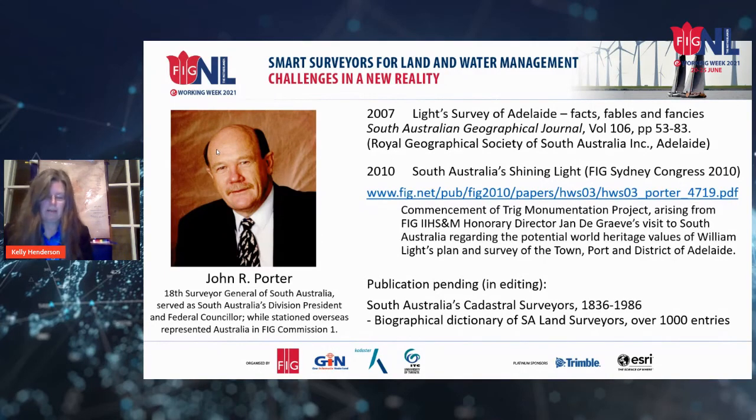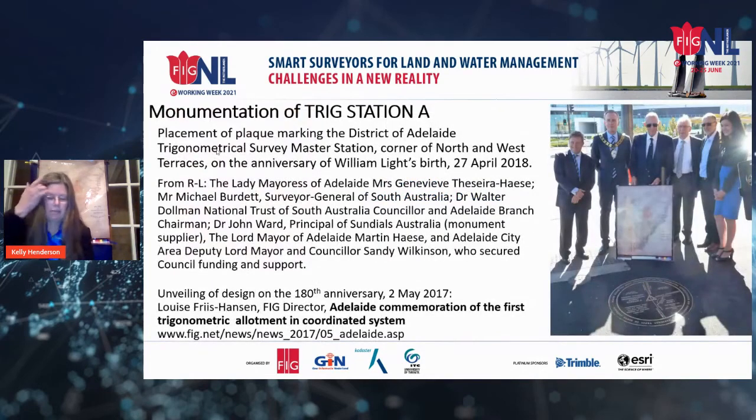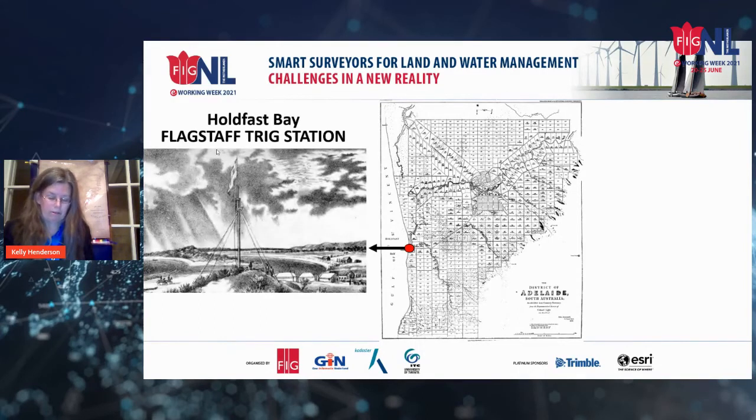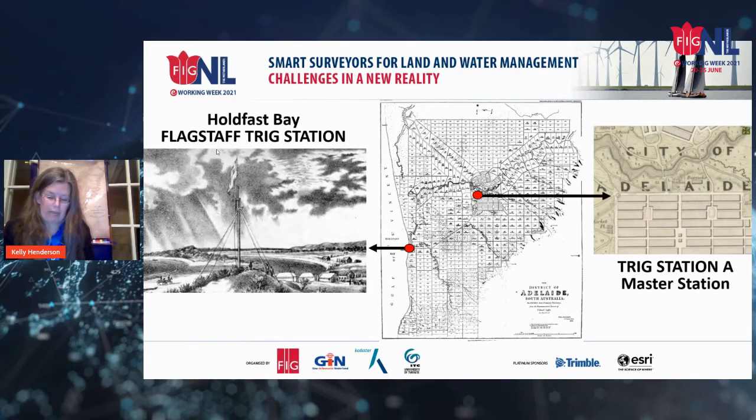This is an ongoing enabling project raising public awareness of the District of Adelaide Trigonometric Survey and its potential for World Heritage nomination as the world's first coordinated cadaster. At that stage, 2 of the Trigg stations were well known: the Flagstaff at Holdfast Bay on the coast, and the master station, Trigg Station A, the commencement point for both the chain survey of the City of Adelaide and the District of Adelaide Trigonometrical Survey from the Mount Lofty Ranges foothills to the coast.